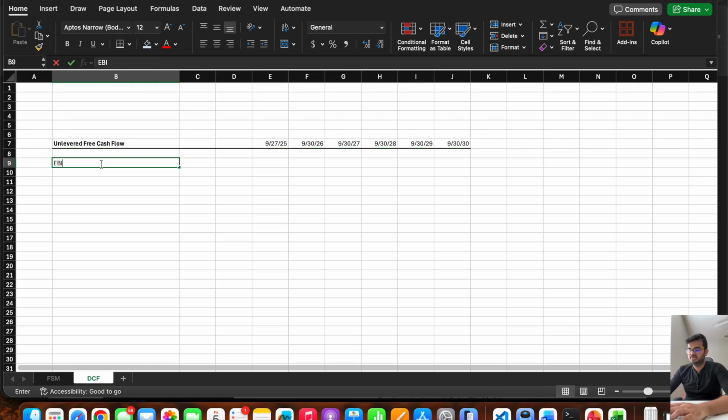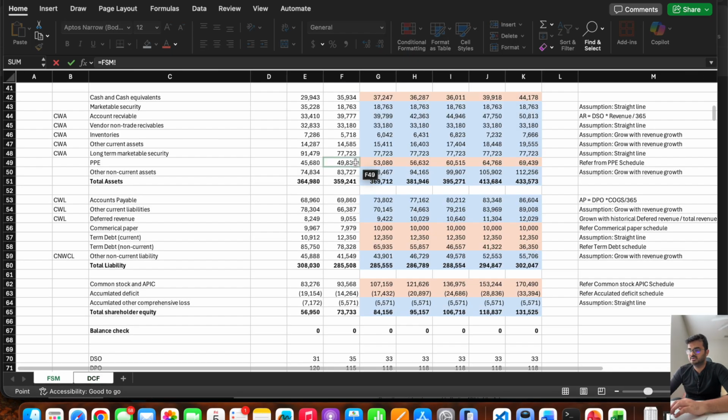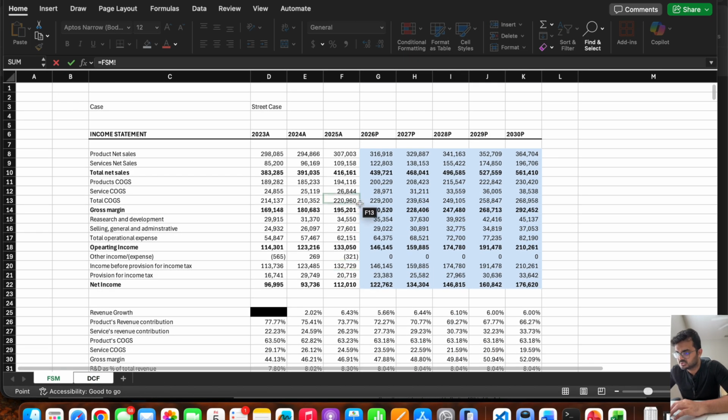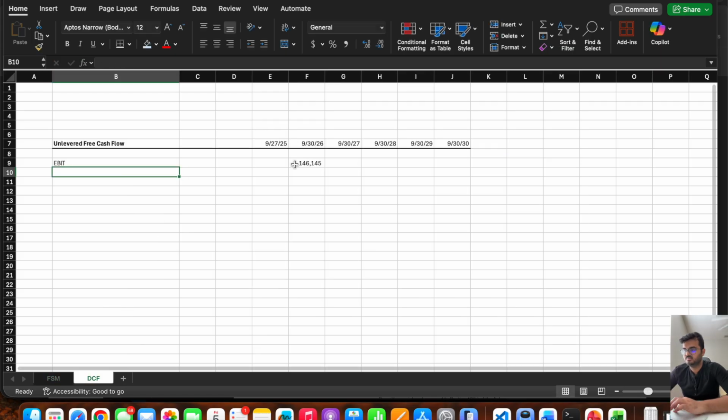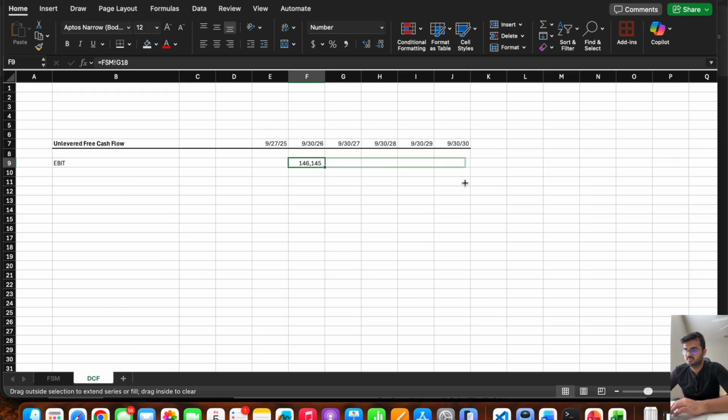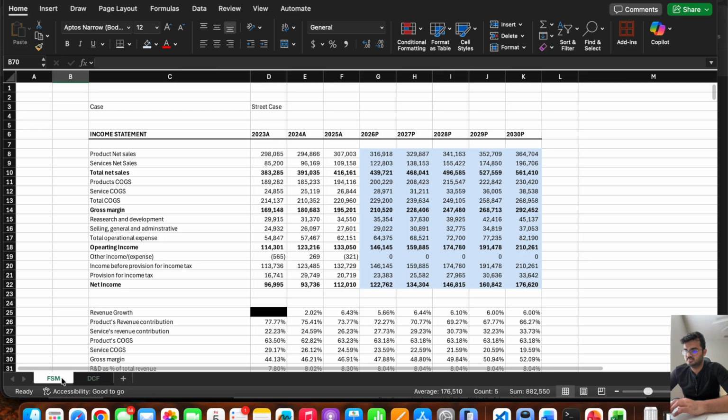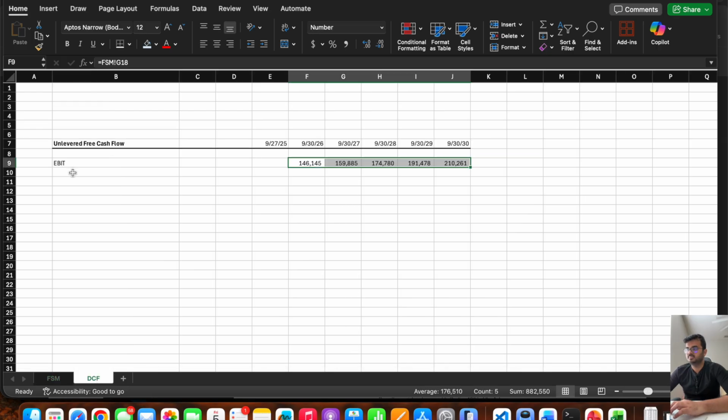The first thing I need is EBIT. That is nothing but operating income, which we already calculated in our financial statement model. So I'm just going to link the numbers here. This is the number here. Let me do the validation. Okay.